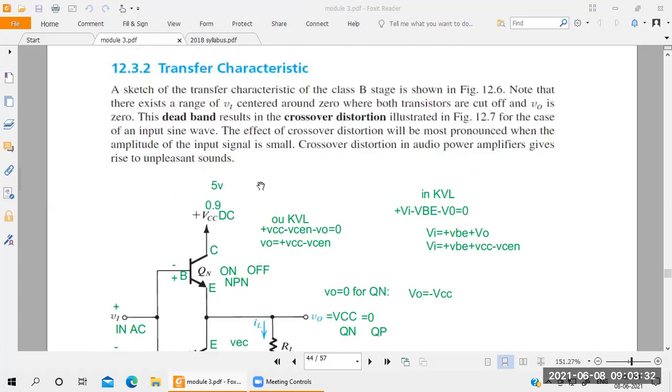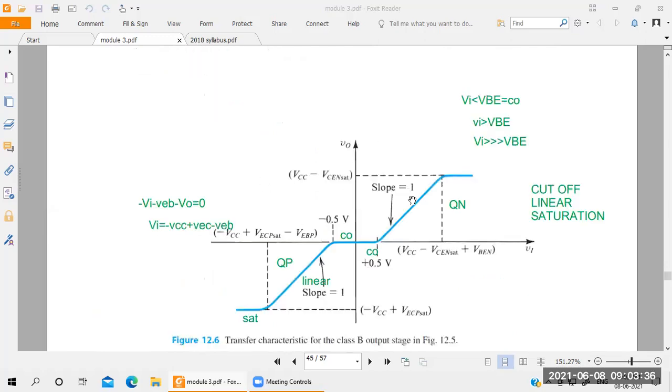So next here you take the transfer characteristics. This is the transfer characteristics for the class B amplifier. Okay, so here you take x-axis and y-axis. X-axis means what here? Vi. Y-axis means you take V0. Transfer characteristics means what here? It's a relationship between the input and output. Understood?